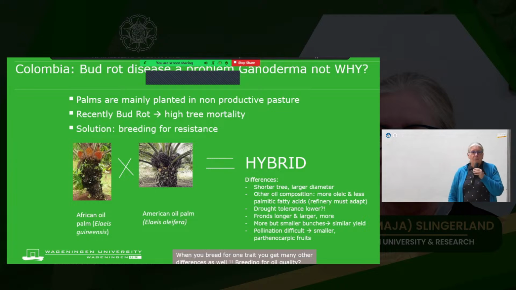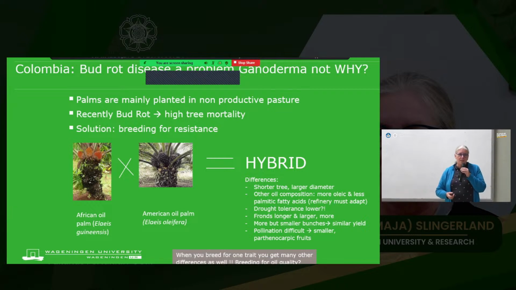But there are many differences from the old variety. They have a different quality of oil. They are more susceptible to drought. The fronds are larger and more numerous. The bunches are smaller, but more. Pollination is difficult, hand pollination is necessary. So there were all kinds of issues with this new variety, so if you implement it, a lot of things have to change in response to it.